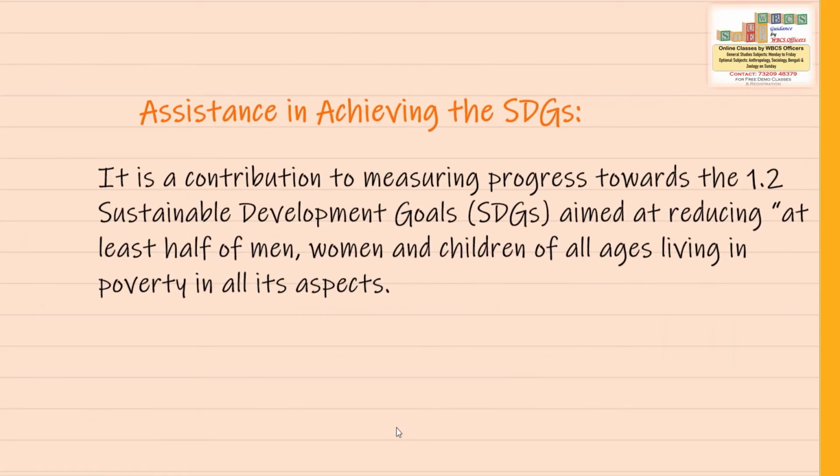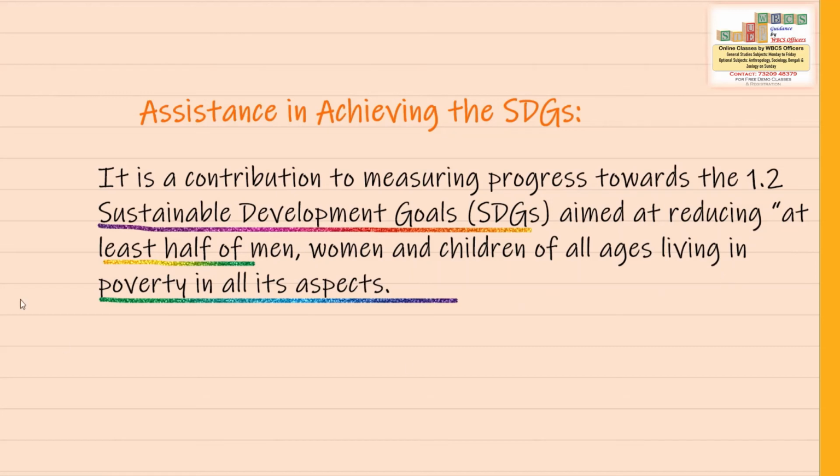Assistance in achieving the SDGs. It is a contribution to measuring progress towards SDG 1.2, that is Sustainable Development Goals, aimed at reducing at least by half the men, women and children of all ages living in poverty in all its dimensions. Actually, it is targeting to reduce the number of poverty-stricken men, women and children to half. So the assistance is being provided in achieving SDG 1.2.